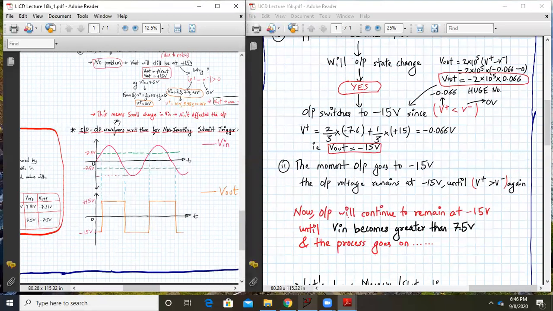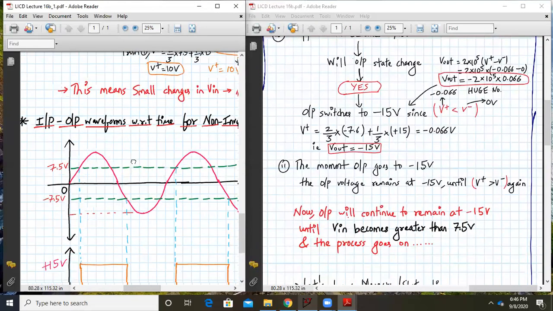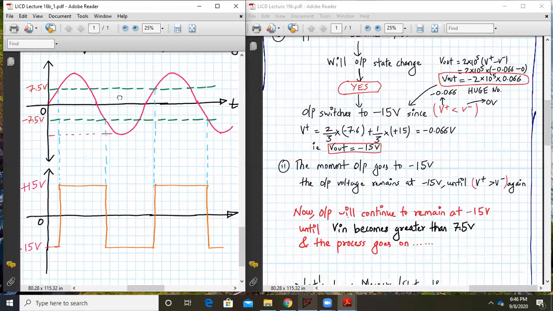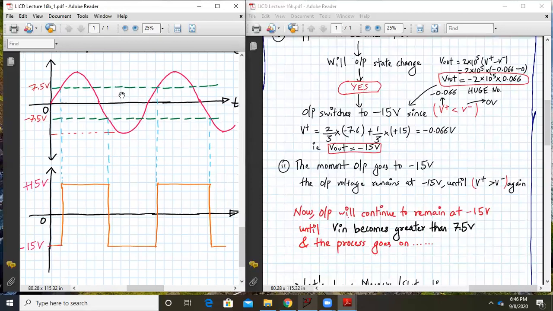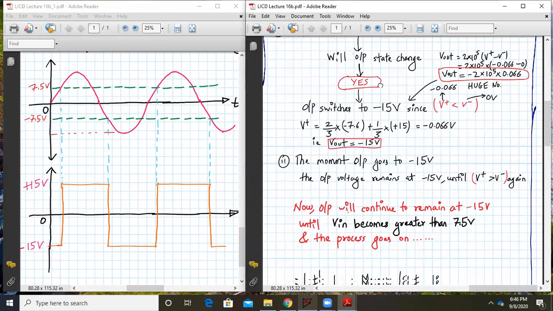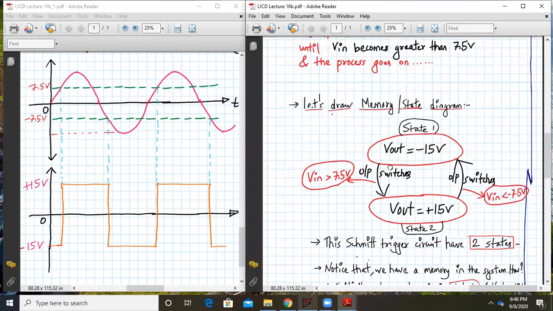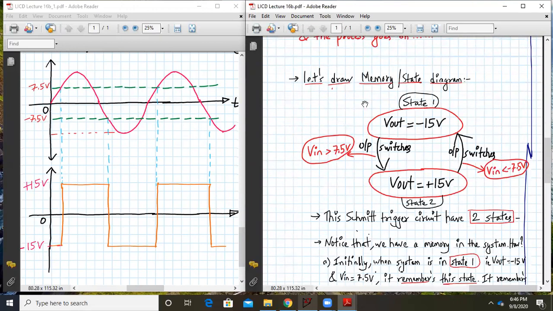Now let us concentrate on the input output characteristics. Here is my input output characteristics for my non-inverting Schmitt trigger, and let us summarize this very fast in the form of a memory or a state diagram. So state number 1 is output is at minus 15, correct? State number 2 is output is at plus 15. So if I want to go from state 1 to state 2, my input has to be greater than 7.5.